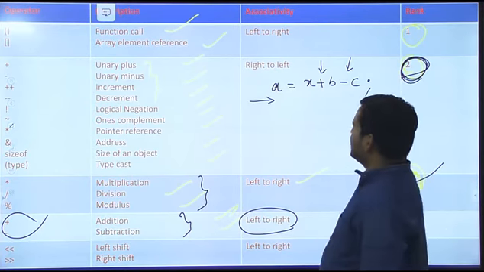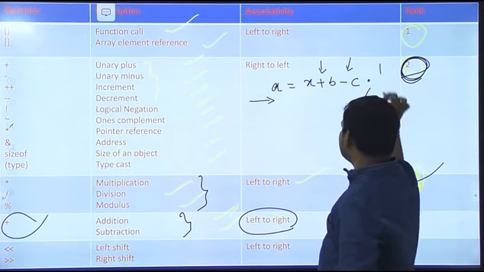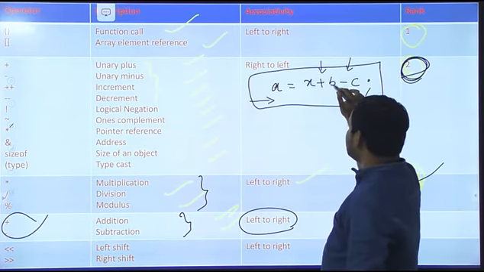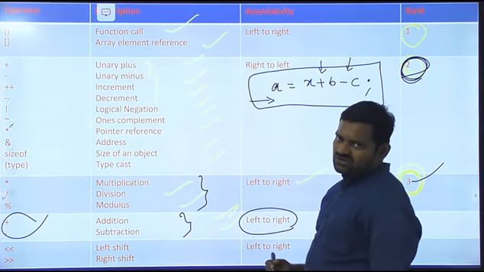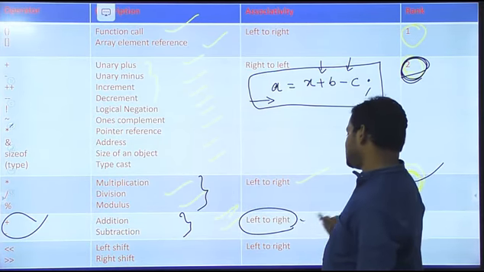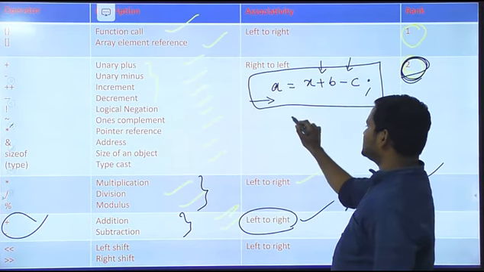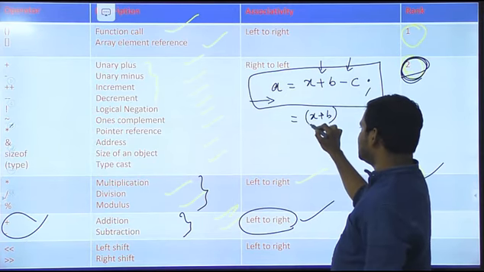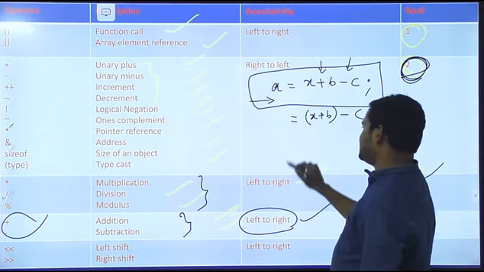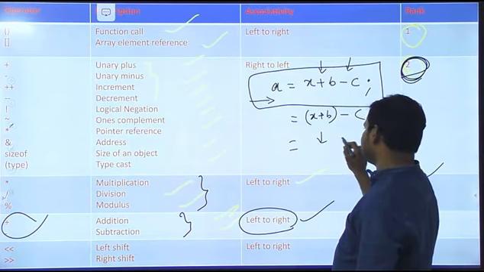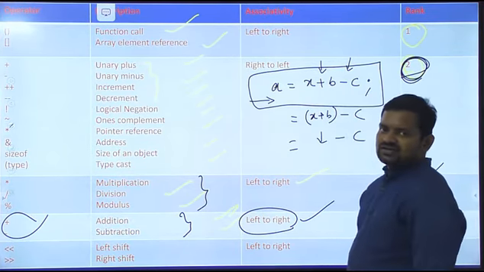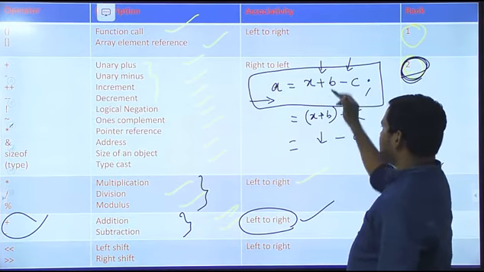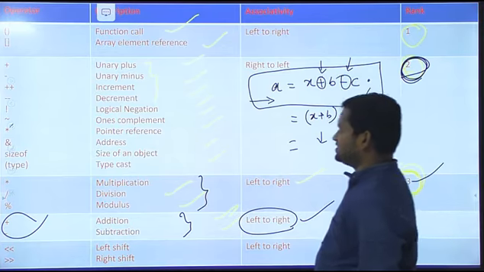When any expression has operators of the same precedence, we follow left to right associativity. So how does it evaluate? It evaluates x plus b first, and then minus c will be evaluated. After that, the value comes as something minus c. Plus and minus both have the same precedence.